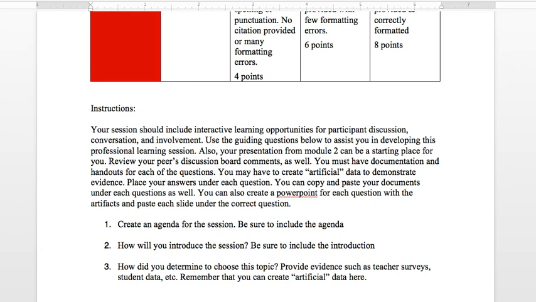Also take a look at what your peers are saying in the discussion board this week because you're uploading your presentation. Make sure that you have documentation, that you have handouts, that you may have to create some artificial data to demonstrate evidence. So we know that this may not all be exact data, but you may have to do that. Copy and paste your answers or your documents under each question. Or you can create a PowerPoint for each question and then just paste the slides there as well.